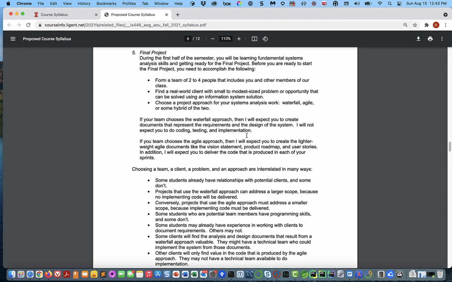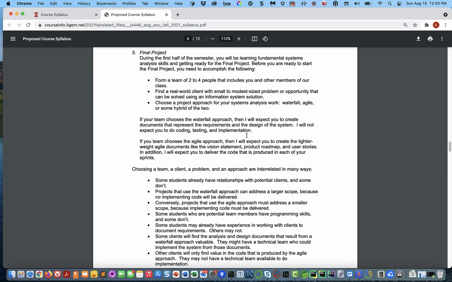You'll be choosing an approach for the project, either a traditional kind of waterfall approach, which we'll learn about, or the agile approach, which we'll learn about, or some kind of hybrid approach. One of the things that I really like about the Spurrier and Topi book is they're kind of big fans of hybrid, and they go out of their way to describe what a hybrid might look like.